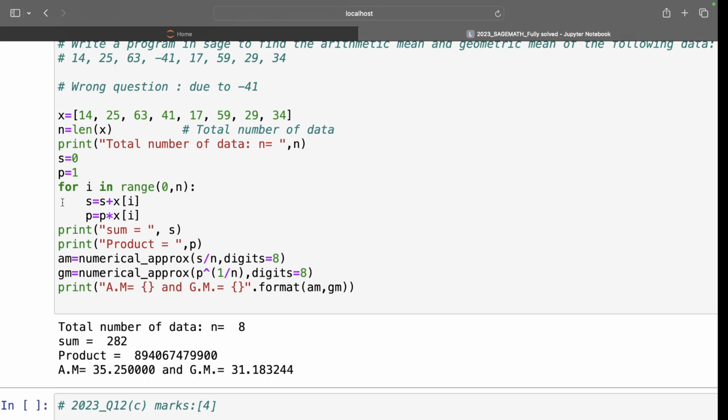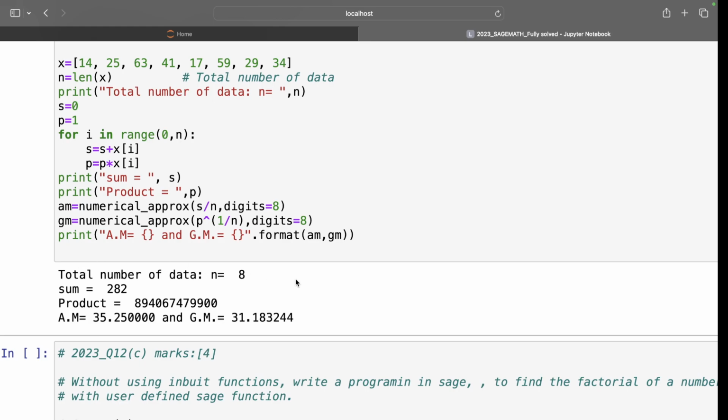So you must put this indentation. And print: AM is the numerical approximation of S by n, with digits up to 4. And GM is the numerical approximation of P to the power 1 by n, with digits up to 4. Print AM and GM. So the total number of data is n equal to 8, sum equal to this, product is this, AM equal to this, and GM equal to this.